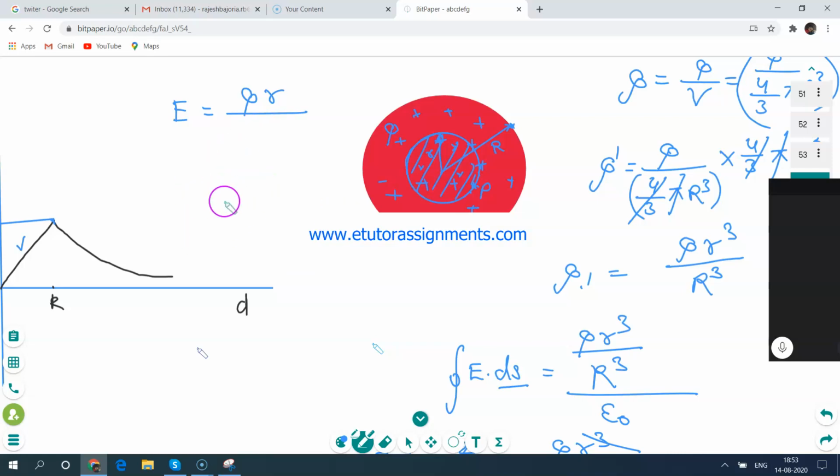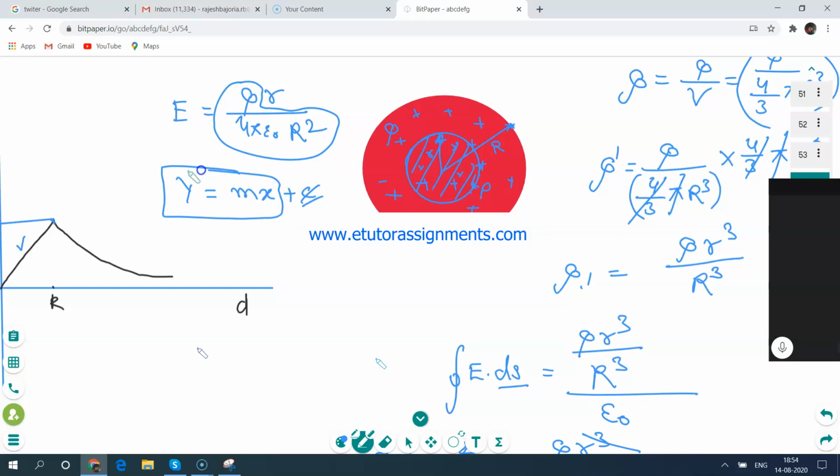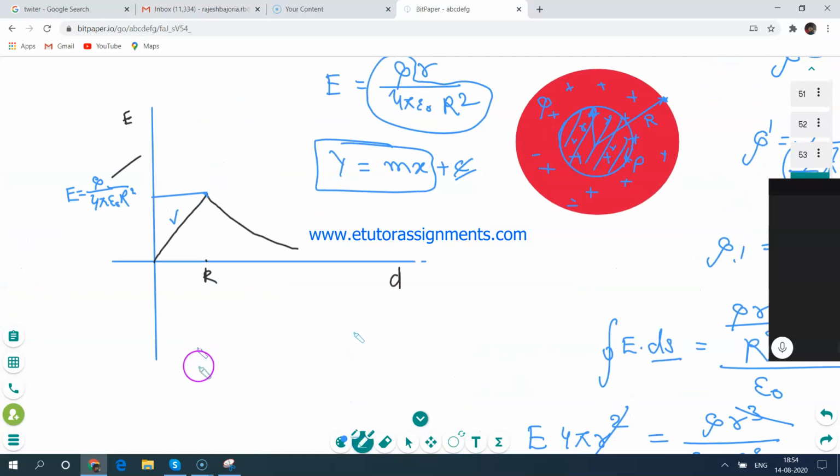Yes. See, Sambit, the biology student is giving the answer. E versus r is a straight line: Q over 4 pi epsilon 0 R cubed. These three are constant. So y is equal to mx plus c, and c is 0. It is the equation of a straight line. It cannot go for a curve. Understood, Sambit? Yes, sir. It is a straight line.